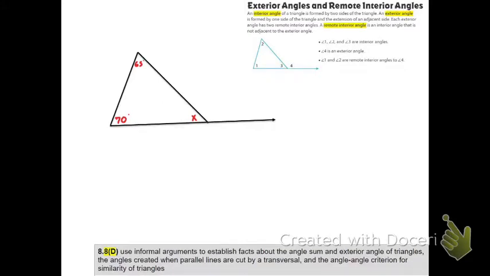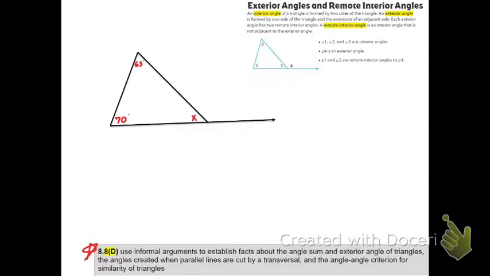Alrighty, ladies and gentlemen. So, continuing. Once again, this still falls under the same TEK, which the state of Texas expects you all to be able to use informal arguments to establish facts about the angle sum and exterior angles of triangles, the angles created when parallel lines are cut by a transversal, and the angle criterion for similarity of triangles.